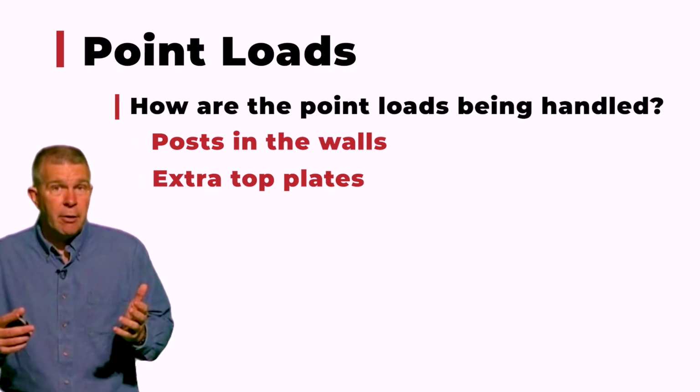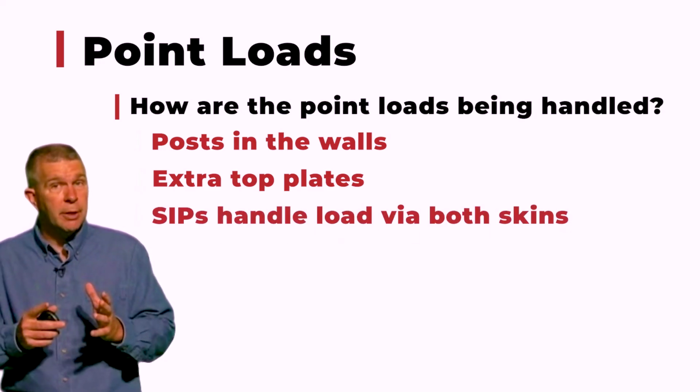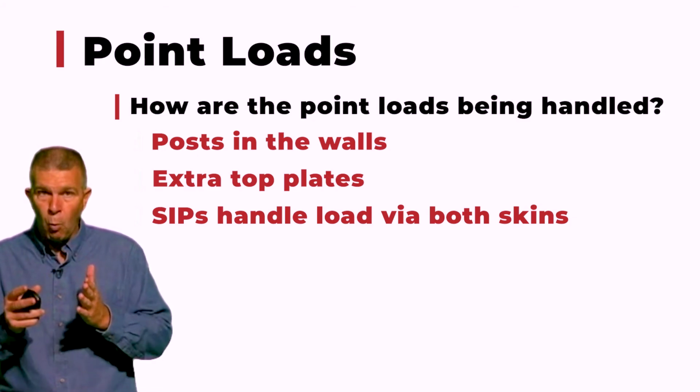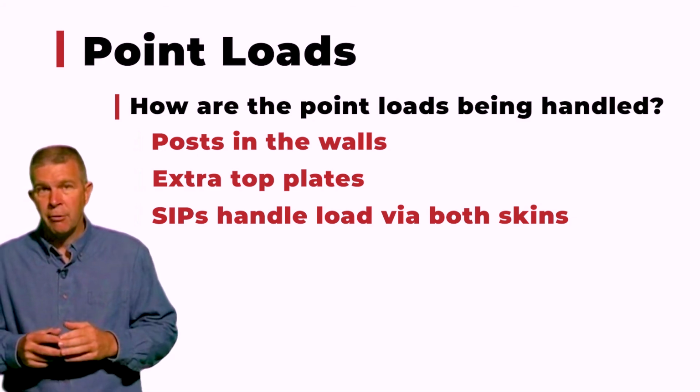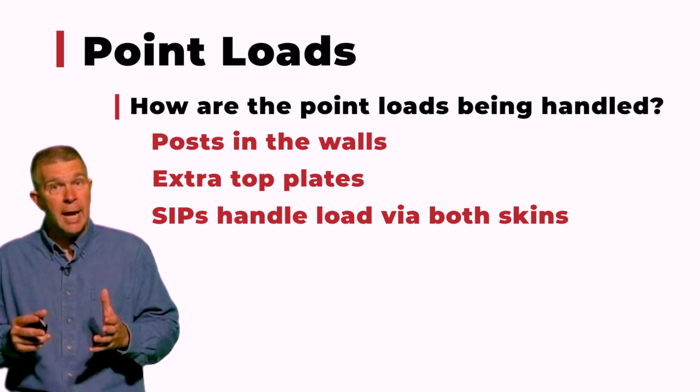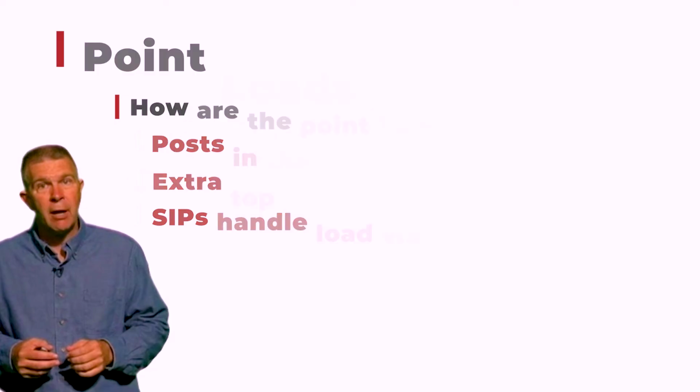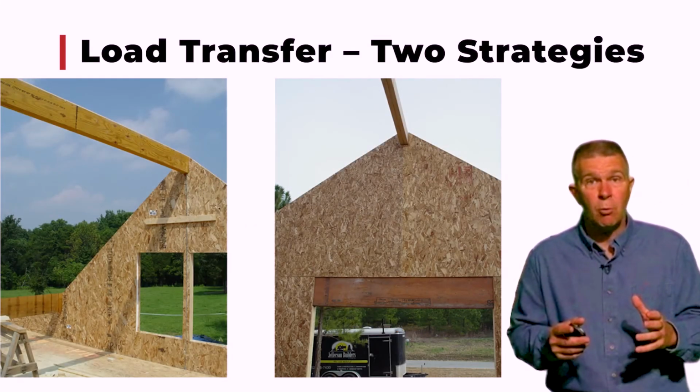In the best case scenario, the point load is determined through calculation to be such that the wall panel will carry that load down through both of the skins of the panels. And even though it's a point load, the SIP panel is carrying that load all the way down through. That's the best of all possible worlds.